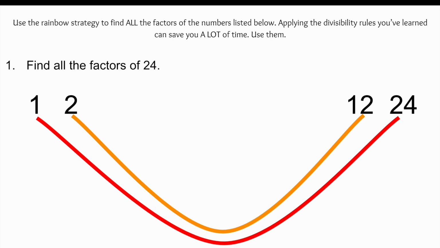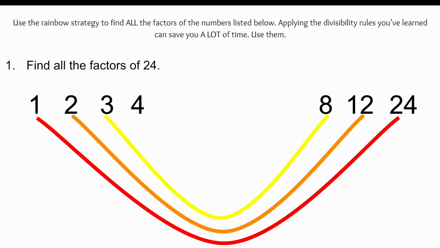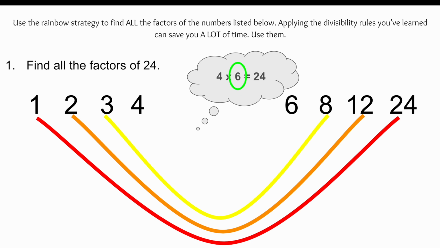Next, let's check 3. Is 3 a factor of 24? Well, again, I'm going to think about my basic math facts, and I know that 3 times 8 equals 24. So yeah, sure, 3 is a factor. So we can write down 3, and the other factor is 8. 3 times 8 equals 24. And now let's go on to 4. This is another one I can write down right away because I know that 4 times 6 equals 24. So I'll put 6 as my other factor.